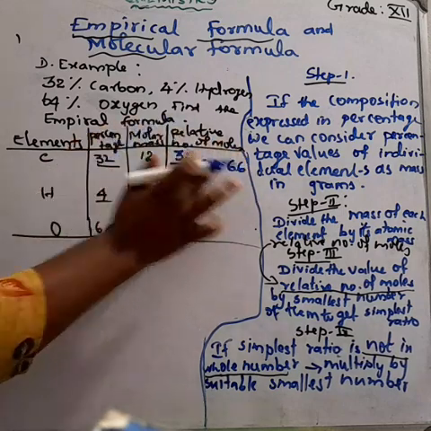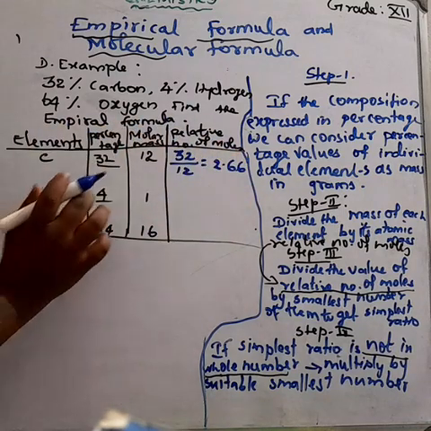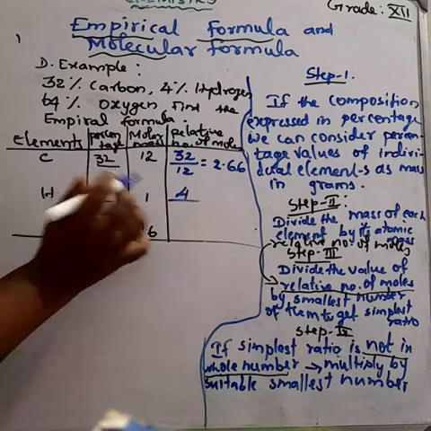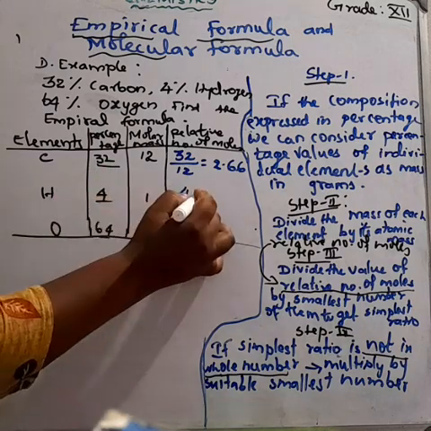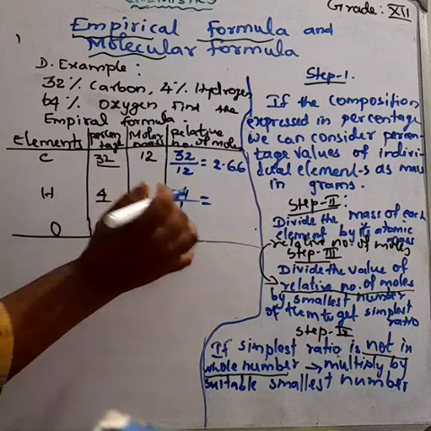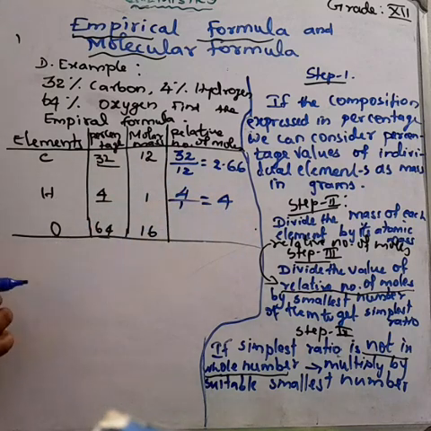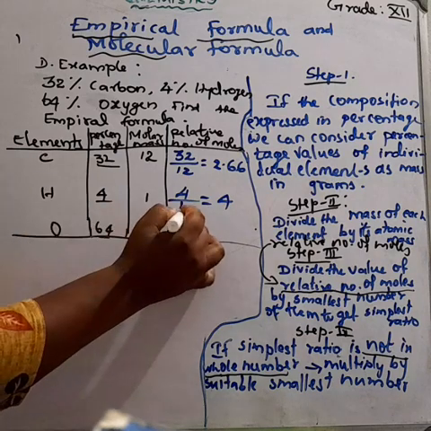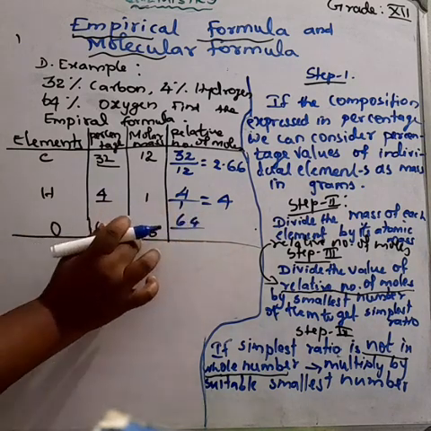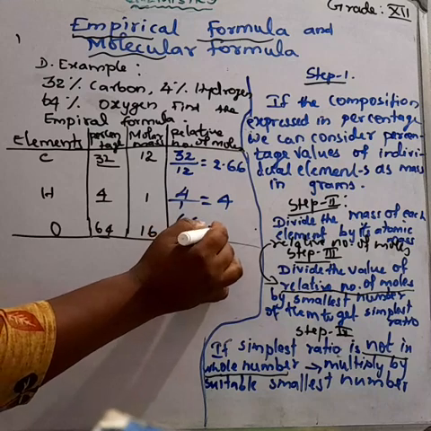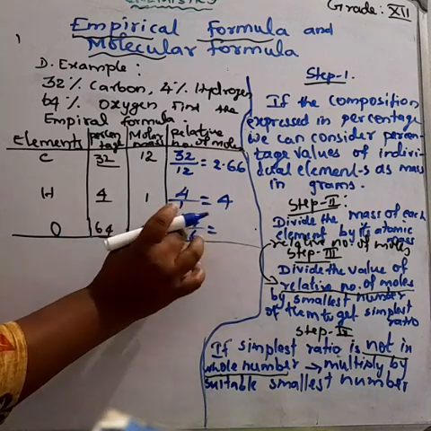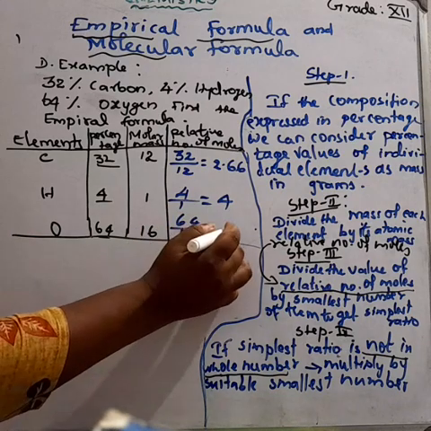Then hydrogen, percentage 4. 4 divided by the atomic mass of hydrogen, 1, we get 4. Then oxygen, percentage 64, atomic mass 16. 64 divided by 16, we get 4. Okay, and what is the simplest ratio?